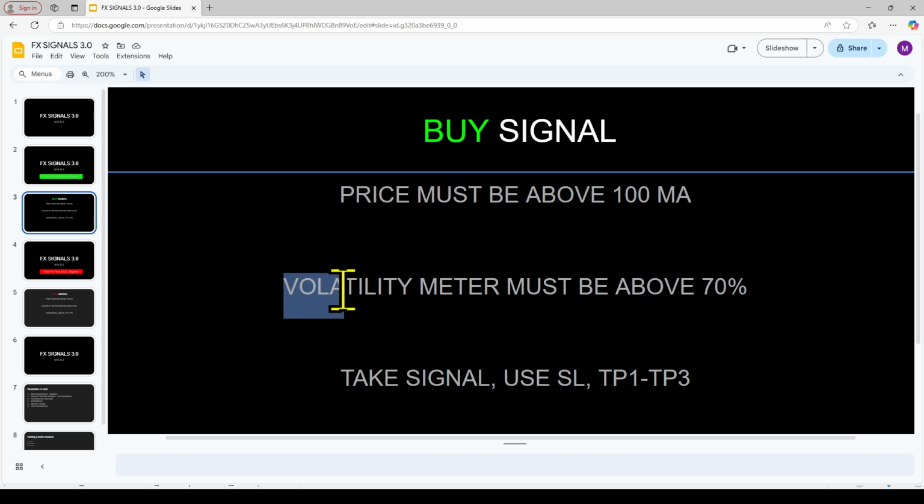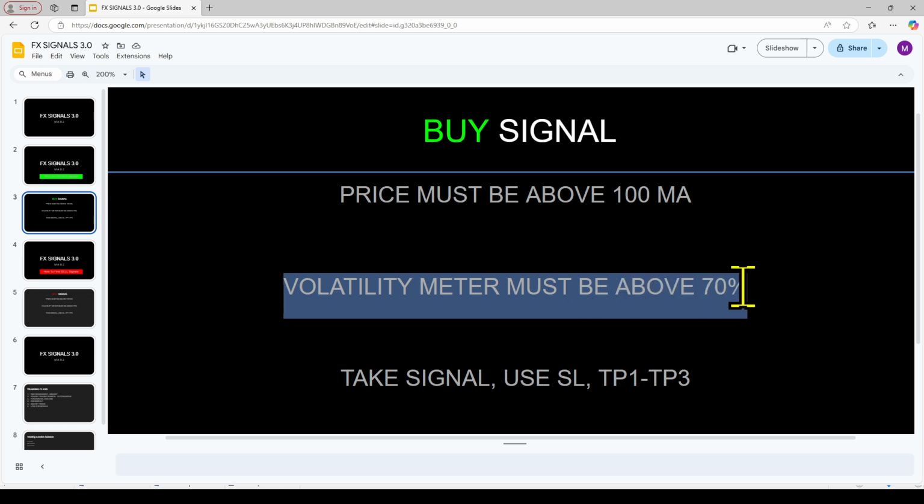The next thing is that the volatility meter must be above 70%. So the volatility meter can be at 70 or above. Then that makes our trade one more step closer to becoming valid.